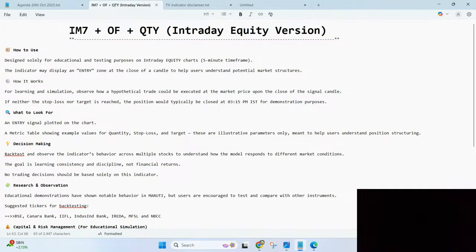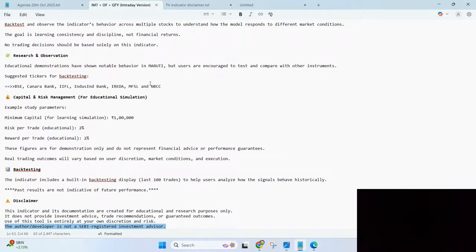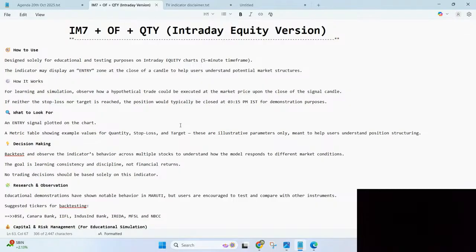So the name of this indicator is IM7, Intraday Master 7, which gives the entry level, exit level, and the number of quantity based on the instrument for analytical and analysis purpose. So this is the disclaimer, very important one, right? This indicator and its documentation are created for education and research purpose. It does not provide investment advice, trade recommendation, or guaranteed outcomes. Use of this tool is entirely at your own discretion and risk. The author and developer, which is me, is not a SEBI-registered investment advisor. So use this tool as an analytical tool.